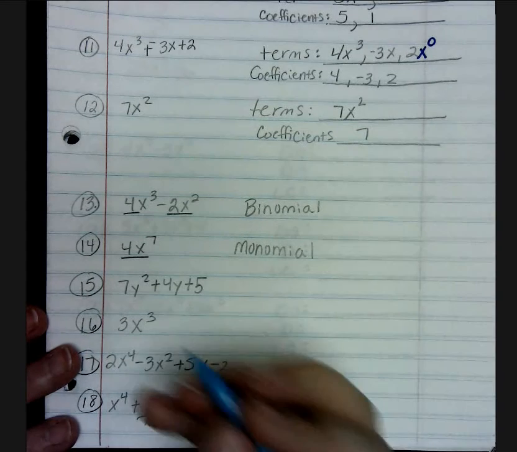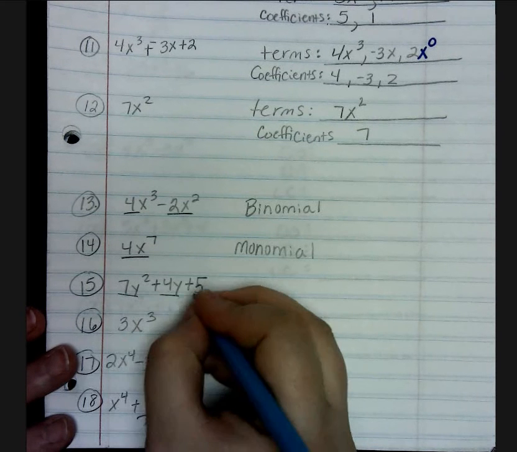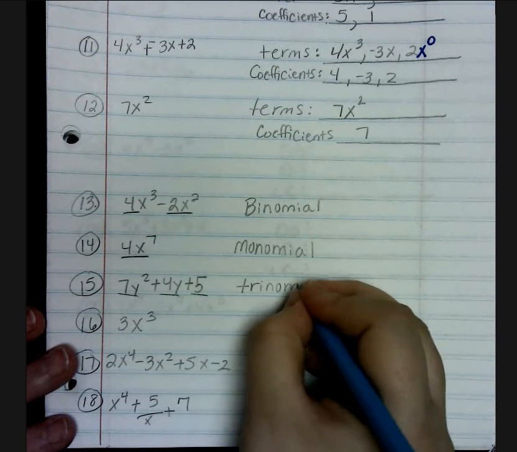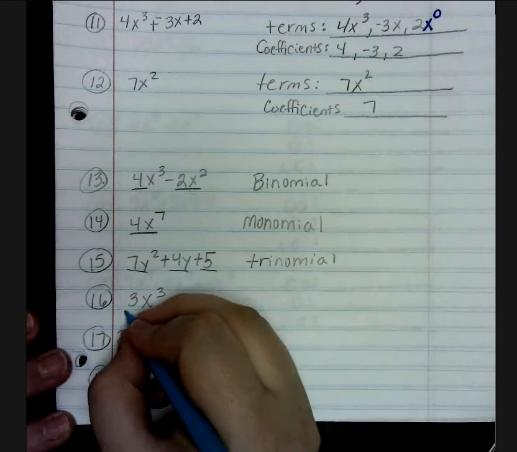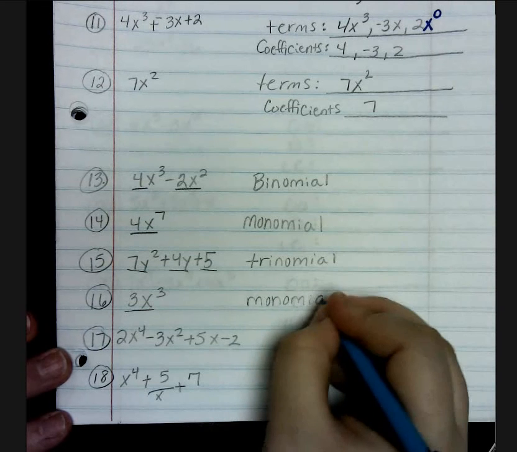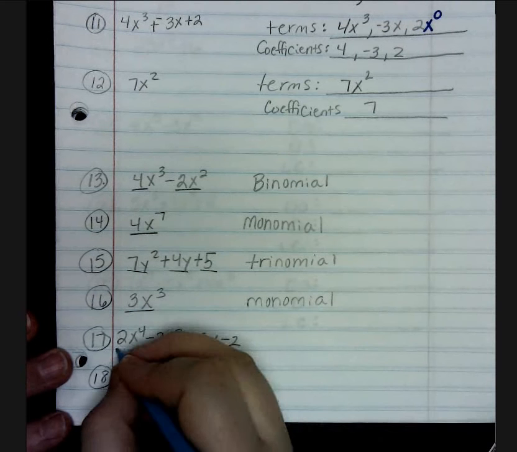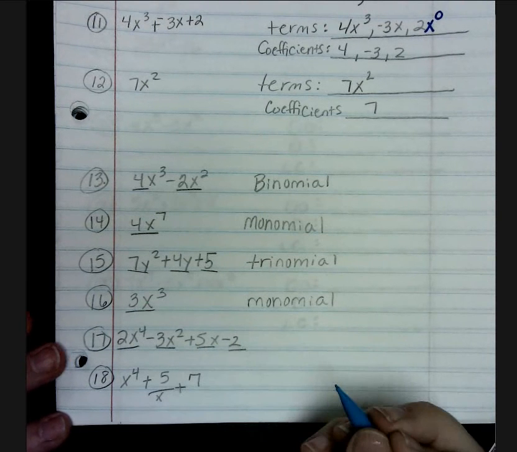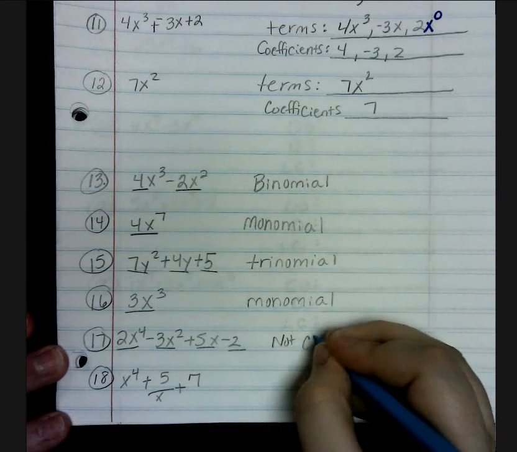On number 14, we only have one term, so that is a monomial. On number 15, I have 1, 2, 3 terms, so that is a trinomial. On number 16, there's only one term, so that is a monomial. On number 17, we have 1, 2, 3, 4. Well, they don't tell us what 4 terms is, so we would write not classified.